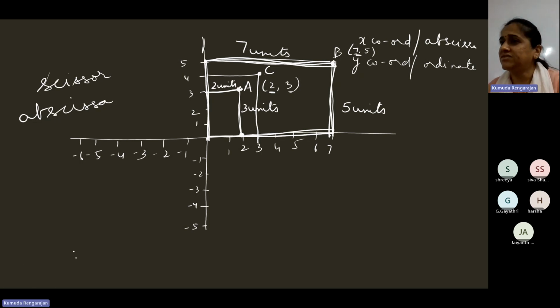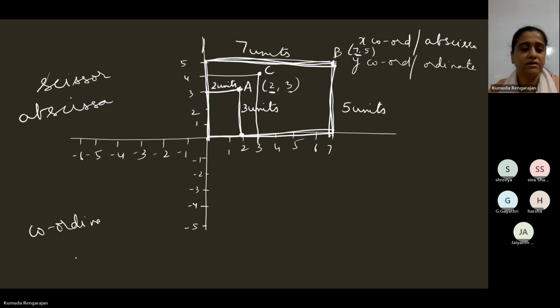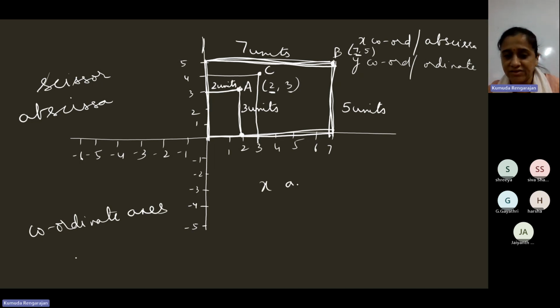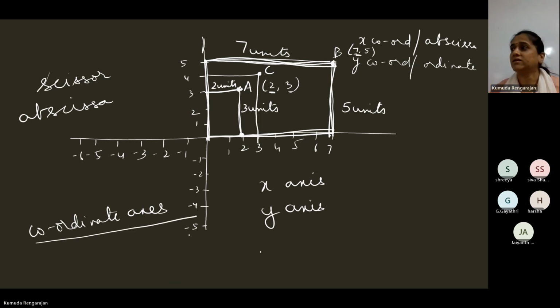So, x-axis, y-axis, the plural form. We say coordinate axes, A-X-E-S. Singular: A-X-I-S, x-axis, y-axis. Together, the x-axis and the y-axis are called the coordinate axes. All right.